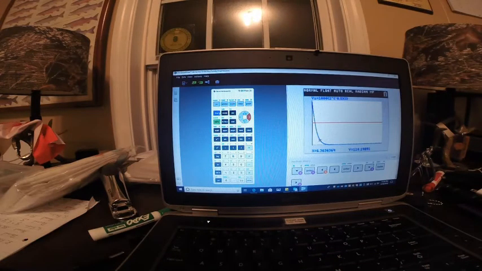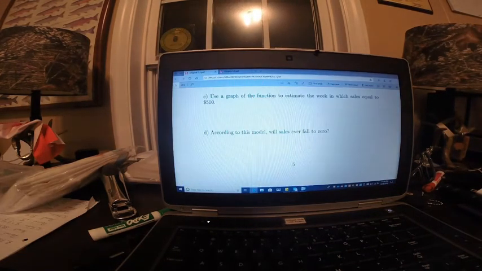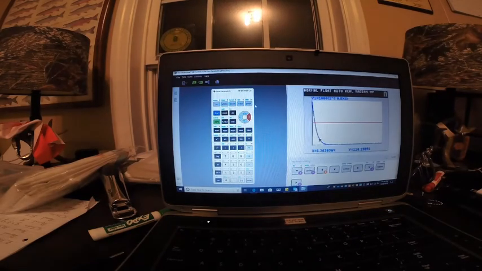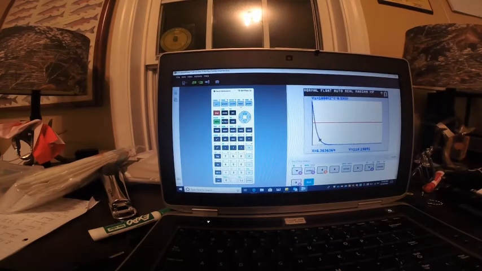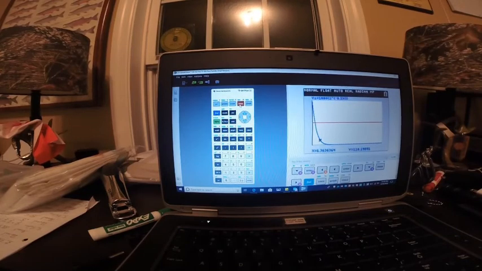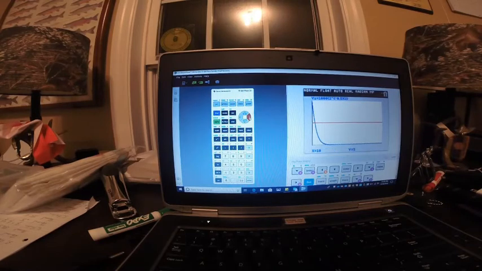Alright, so if we want to answer this part D, will sales ever fall to 0 according to the model? Go second calc, look at the model. Don't have to do second calc, just graph it. Hit trace, not second calc. Make sure you're on the right function. We are. So you can change functions by going up and down if you need to. We're on the function we're actually looking at. We want to know, does it ever actually go to 0?